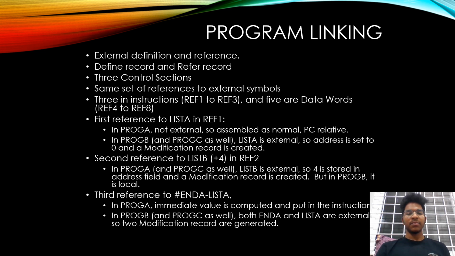The second reference is in PROGA, PROGB and PROGC as well. LISTB is external in PROGA, so 4 is stored in the address field and a modification record is created, but in PROGB it is local. The third reference is ENDA minus LISTA. In PROGA, the immediate value is computed and put in the instruction, in PROGB and PROGC as well. In PROGB and PROGC, both ENDA and LISTA are external, so two modification records are generated.